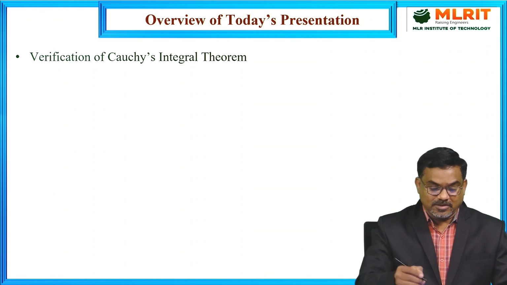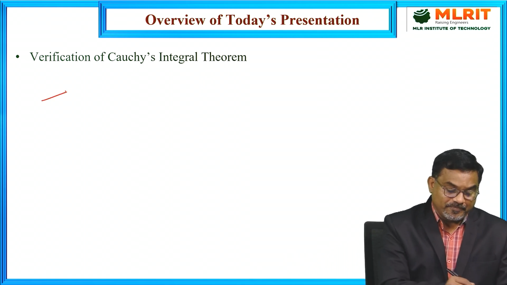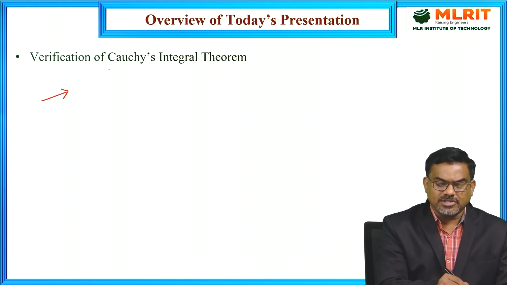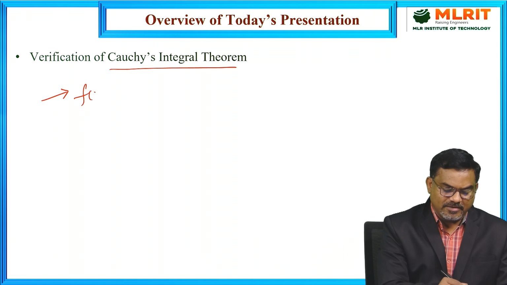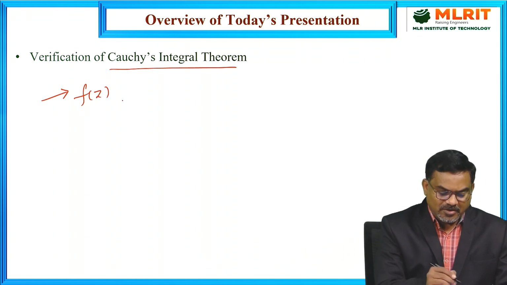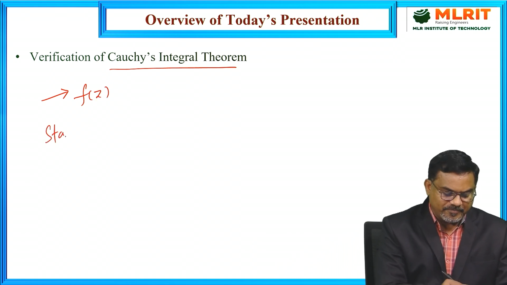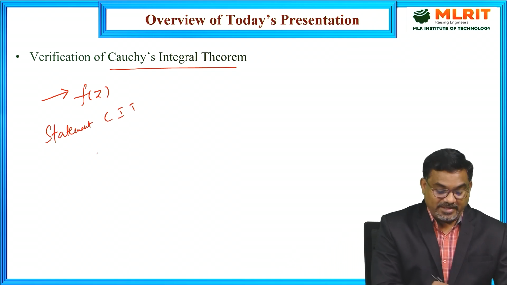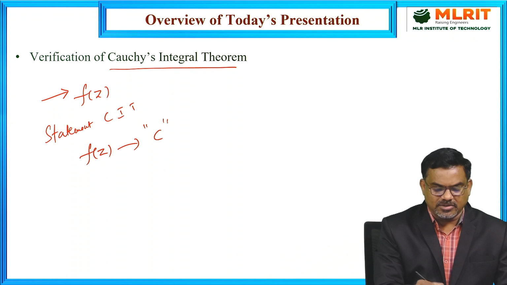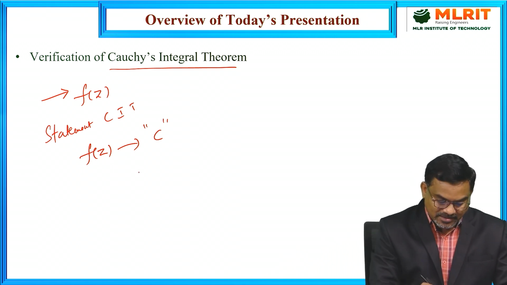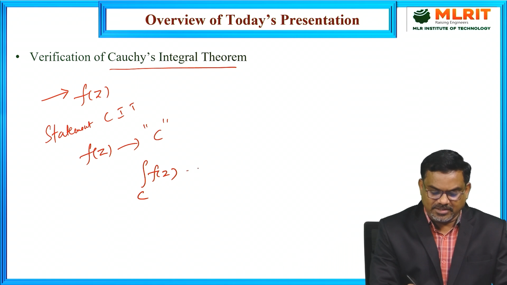So, today I am going to verify the Cauchy's integral theorem for the given function f of z. Now, what is the actual statement of Cauchy's integral theorem? If f of z is analytic on and within a closed contour C, then the line integral of that f of z along that curve C is 0.